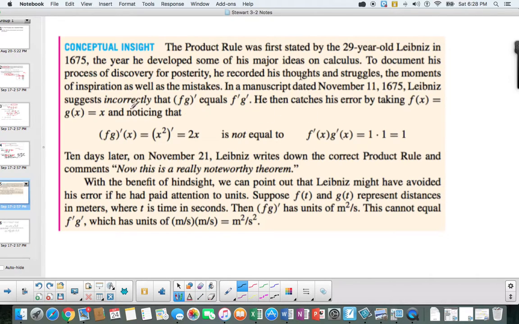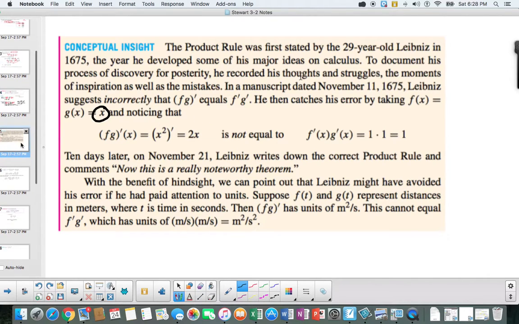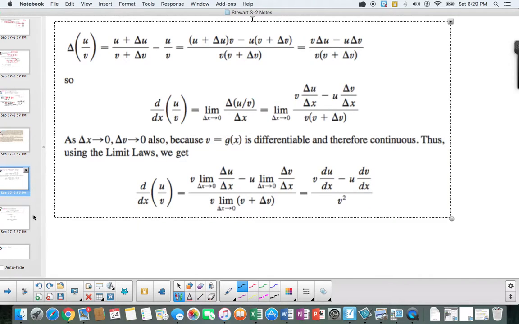And he caught his error when he was looking at when both functions are equal to x. So he said, hey, if both of them are x, the derivative of each one is 1 times 1, which is 1. And he said, wait, that doesn't make sense, because x times x is x squared, and I know its derivative is 2x. So that's going to present itself sometimes to you. You're going to want to think that the product rule is just about taking the derivative of each one, and that's not true. All right, let's take a look at the quotient rule.